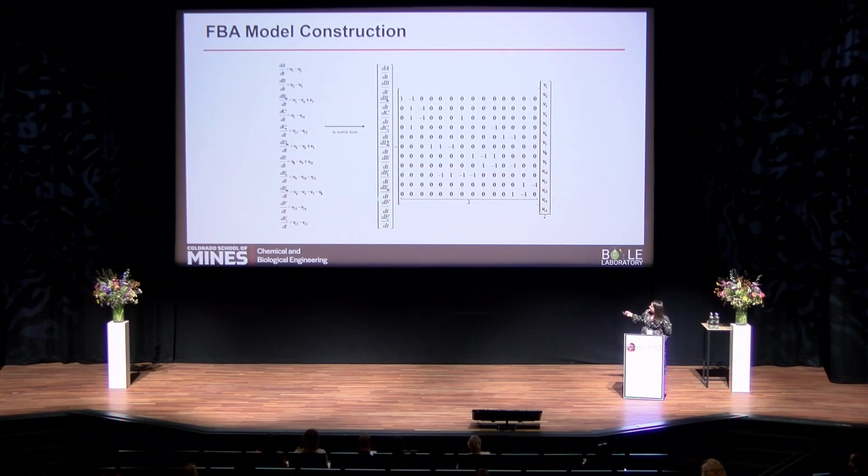And so we get, this is a vector of the changes in concentration into the cell, the stoichiometric matrix, which contains all the information of all the reactions in the cell, the stoichiometry of all the reactions. And then this vector is what we're solving for.